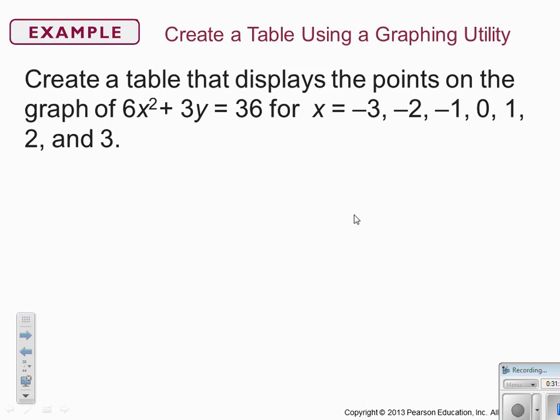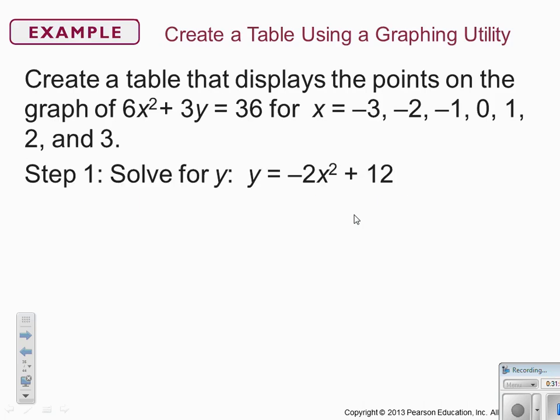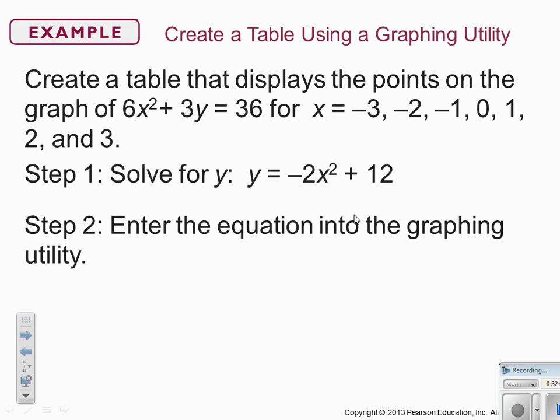All right, so to create a table, if you look at your graphing calculator, it's actually got a button that says table right at the top. I like the table because sometimes on a graph, it's hard to tell exactly what the numbers are doing. If you go to the table, you can look at the x and y coordinates that you're actually graphing and pull useful information from that. So once again, you have to solve for y in order to use your graphing utility. Put the equation in your graphing calculator.